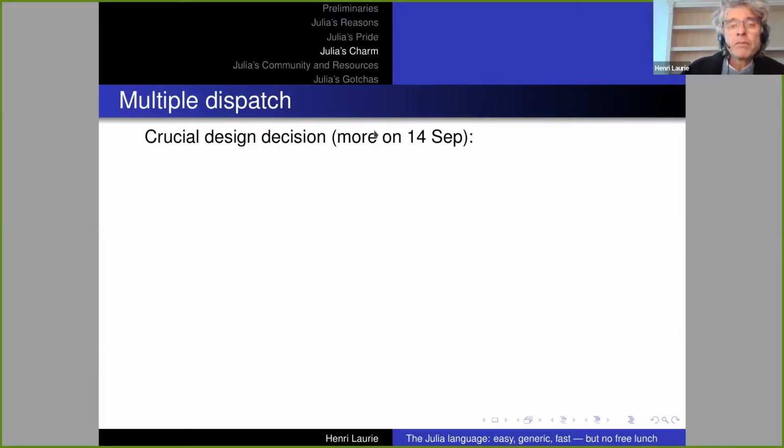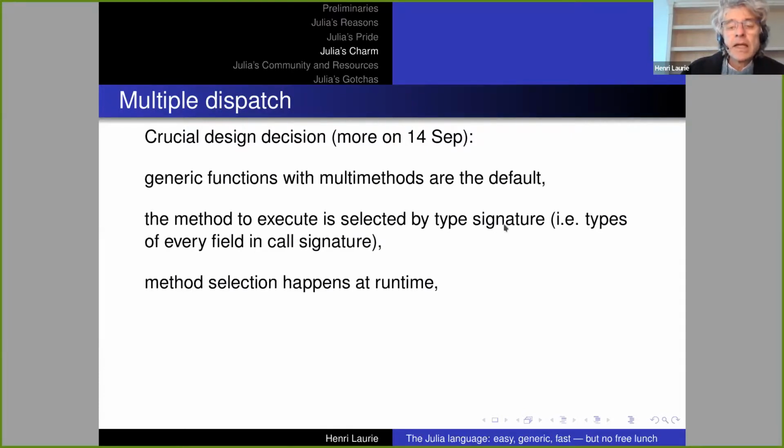Multiple dispatch is the crucial design decision in Julia, and I'll talk much more about it next week. But basically, generic functions with multi-methods are the default. Which method is selected depends on the type signature, which are the types in every field of the call signature, and this method selection happens at runtime, and it is determined by the values that you send to the function. And so in Julia, variables do not have type. It's the value of the variable that has a type.